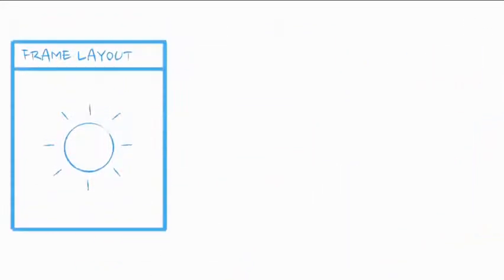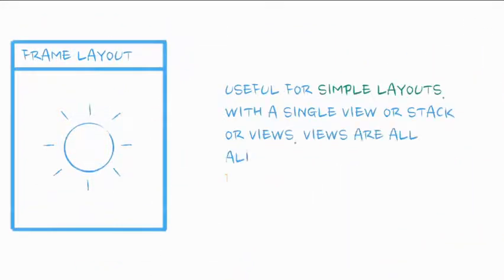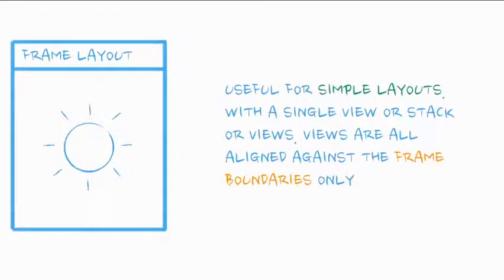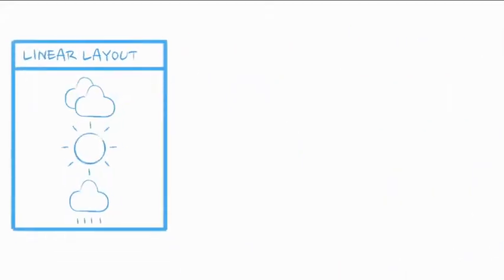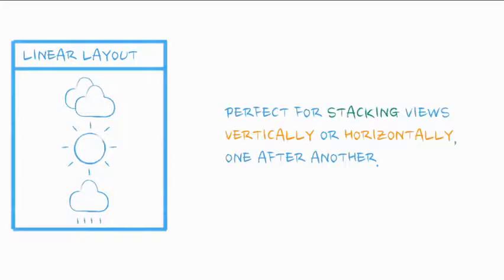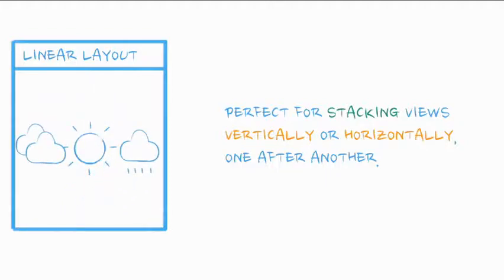Frame layout is great for simple layouts when you only have one child view, like a list view that fills the entire content area. Linear layout is perfect for stacking views vertically or horizontally, one after another. It is also the only way to break up the display proportionately.